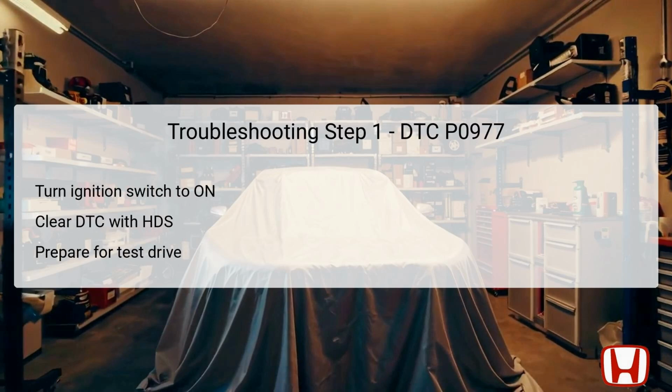The first step in troubleshooting DTC P0977 involves turning the ignition switch to the on position, which ensures that the vehicle's electrical systems are powered up. Following this, you will need to clear the DTC using the Honda Diagnostic System, HDS. Clearing the DTC is essential to reset any stored errors in the system and allows for a fresh read of the vehicle's status after the necessary tests are performed. It's crucial to have a clear baseline before proceeding with further diagnostics.